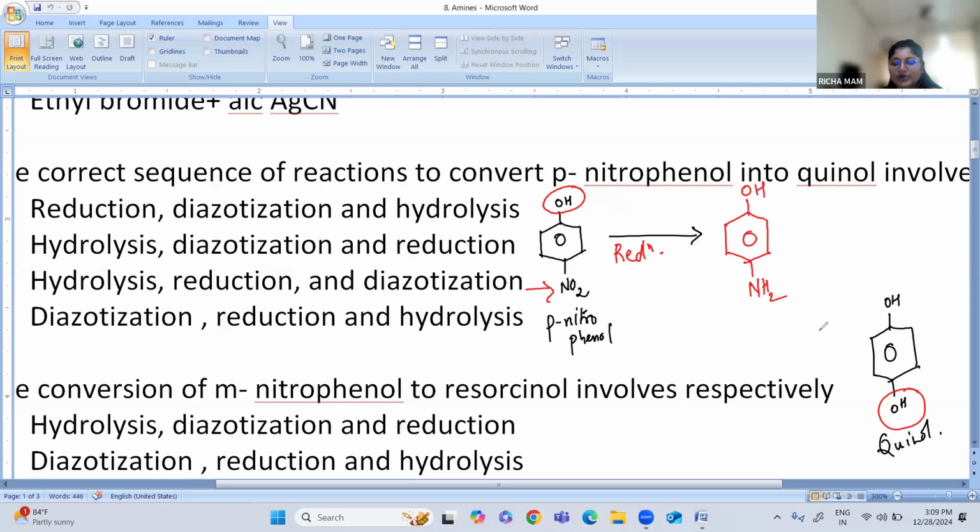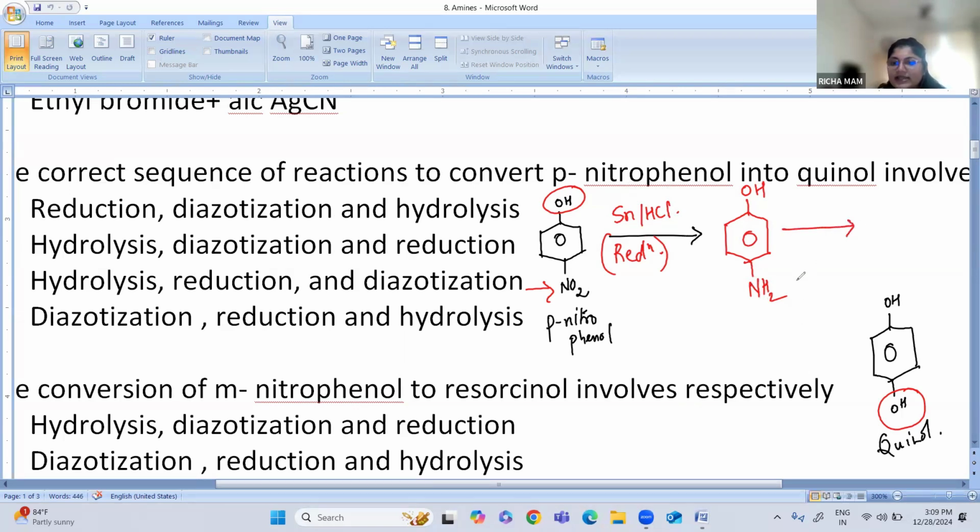So I am going to get this compound. What I have done is reduction. Reduction can be done using which reagent? I can use tin and HCl. If I use tin and HCl, I am going to get this particular product.